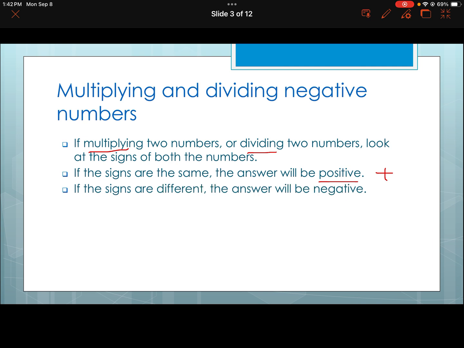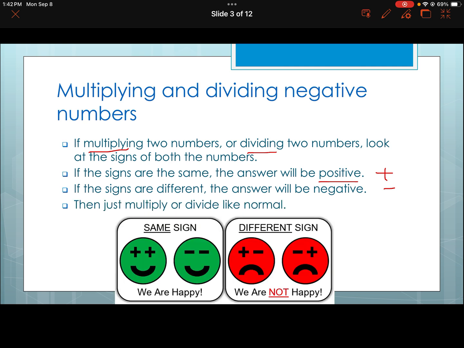If the signs are different, then the answer will be negative. Quite literally, just look at the signs. That tells you if it's positive or negative, and then just multiply or divide like normal. I put this image here because sometimes people like imagery instead of words. You can see it's got a plus, plus, and a smiley, or minus, minus, a smiley, so they're positive. And if they have different signs, he's unhappy, so that's negative.